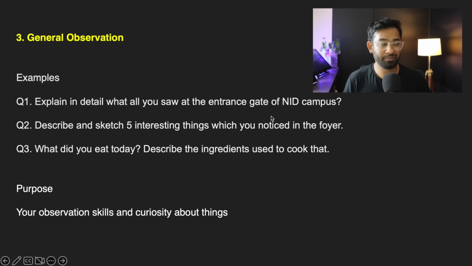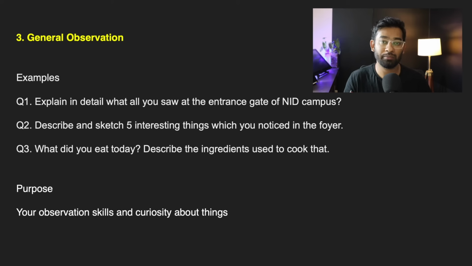Now, what is the purpose behind it? As a designer, your observation skills are probably one of the most important skills you need to have. Observations are something which will help you grow. Observations are something which will help you grow your visual library.